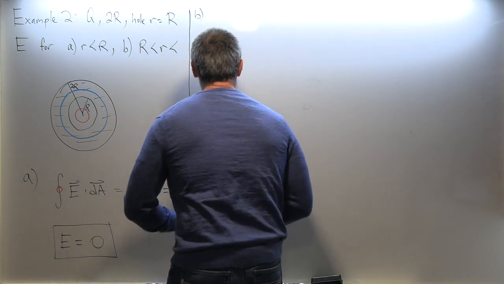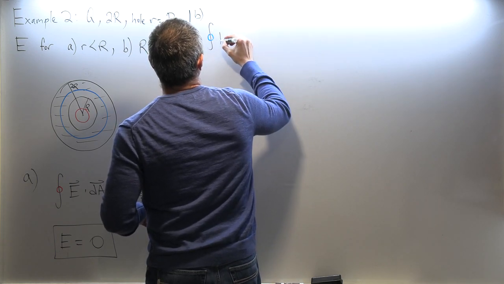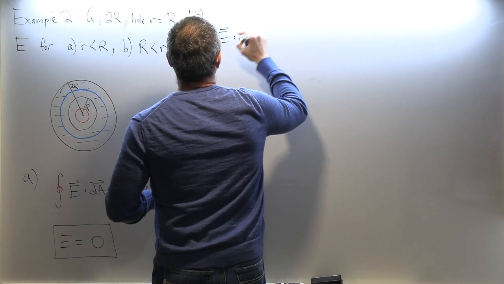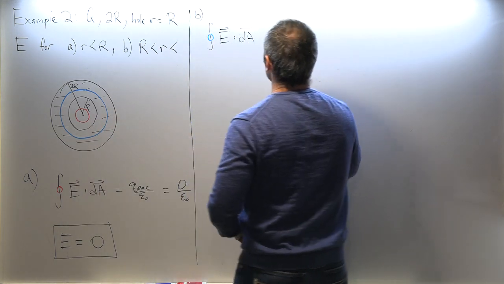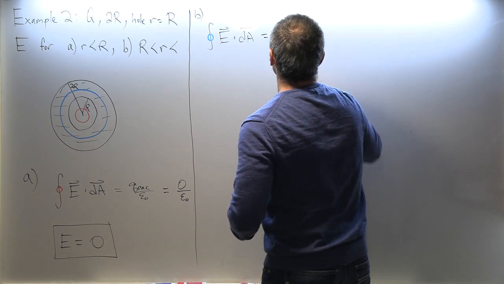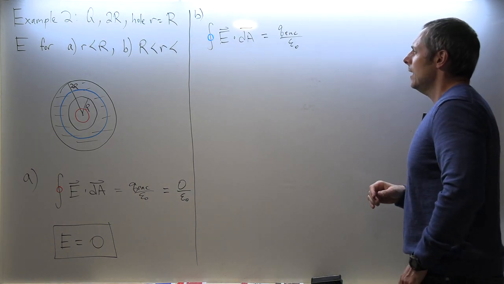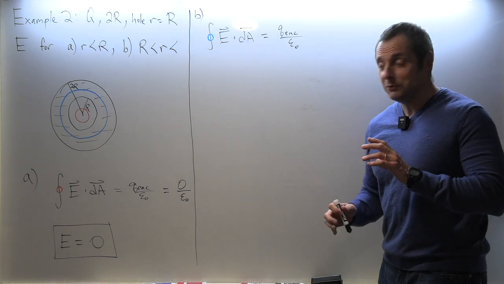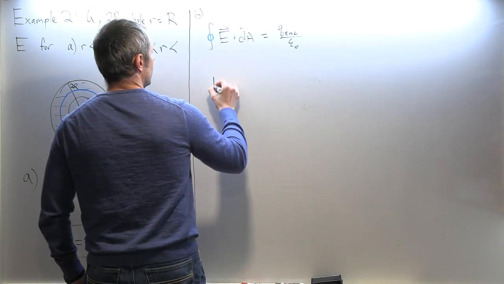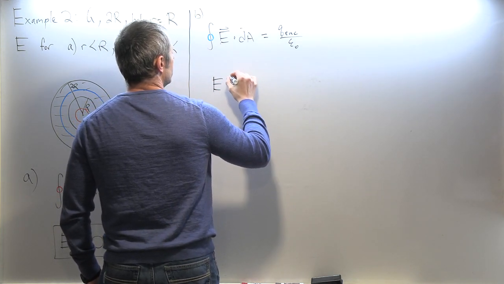I'm starting it to the left to make sure I have lots of room here. E dA for that surface, right? That'll equal Q enclosed over epsilon 0. Okay? So, the left side, once again, we could just write E times 4 pi r squared. That's what the integral becomes. E times area of our Gaussian sphere.